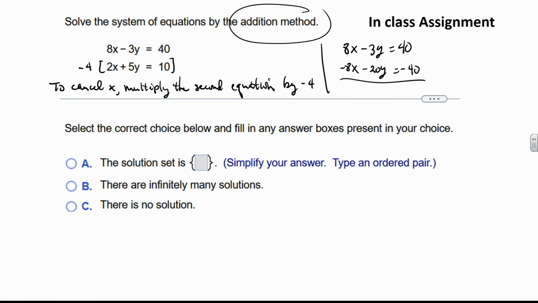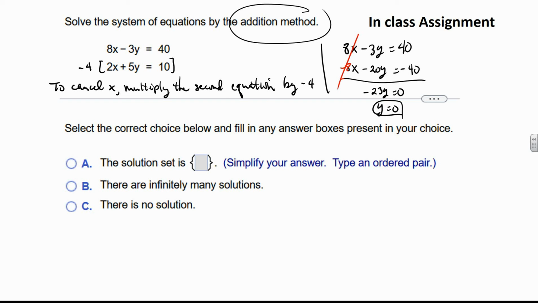Now I'm going to add the two equations. Now when I add, indeed, they cancel. And so here I have negative 23y is equal to 0. So that just gives me y is equal to 0. Okay.